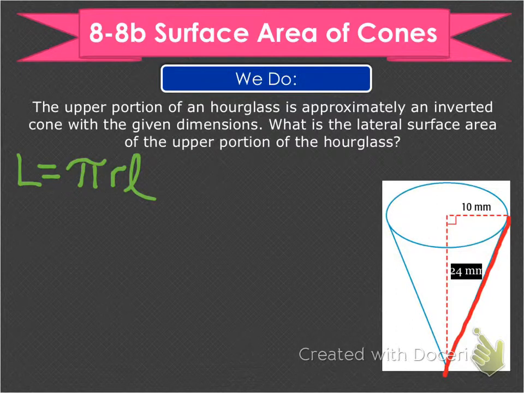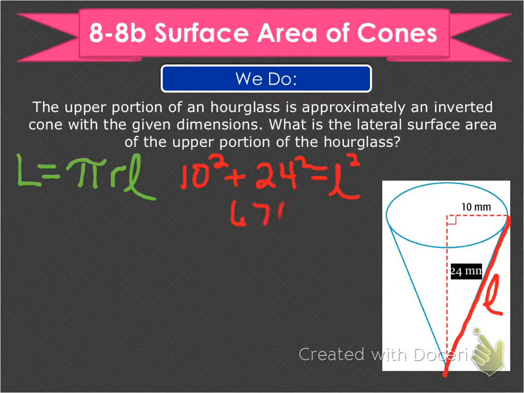So to do that, I'm going to have to use the Pythagorean theorem. Again, this side is going to be our C. It's going to be our hypotenuse to find the slant height. So you're going to have 10 squared plus 24 squared is equal to my slant height squared, which is going to be 676 equals my slant height squared. And the last step of Pythagorean theorem is to do the opposite of squaring, which is to take the square root. The square root of 676 is 26. So my slant height I just found is 26.